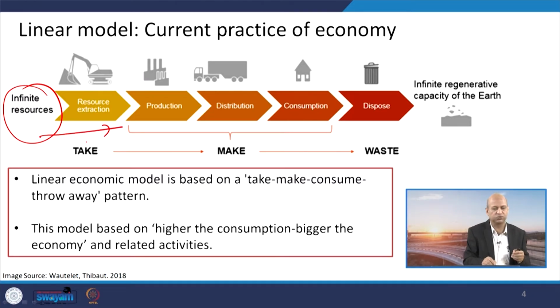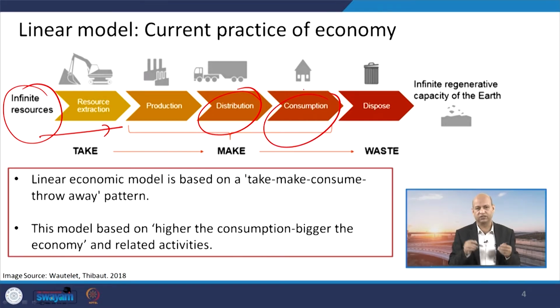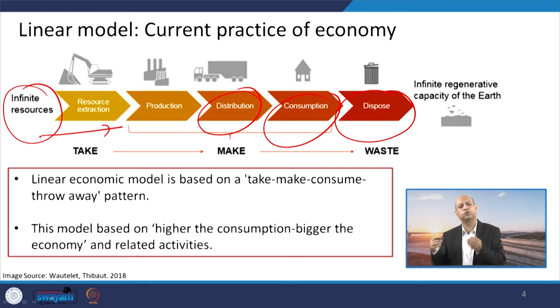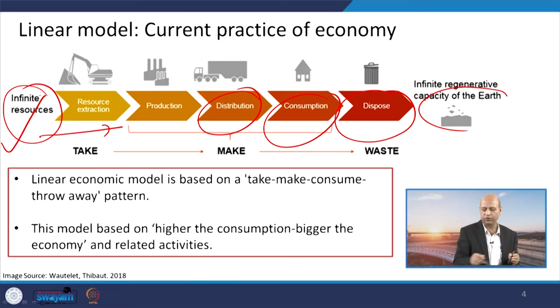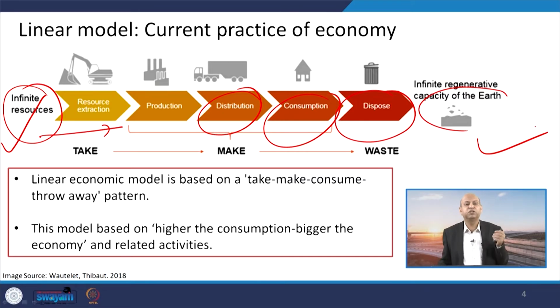So, we extract the resources and then we produce some sort of products, then we distribute wherever demand is there, and then we consume it, whether food items or other material goods, and after the usage there is waste. So, we dispose of it, as if this planet has infinite regenerative capacity where we can dispose of all kinds of waste. So, this is the linear model from point A to point B, which is basically causing us several problems, which we will look into in subsequent slides.